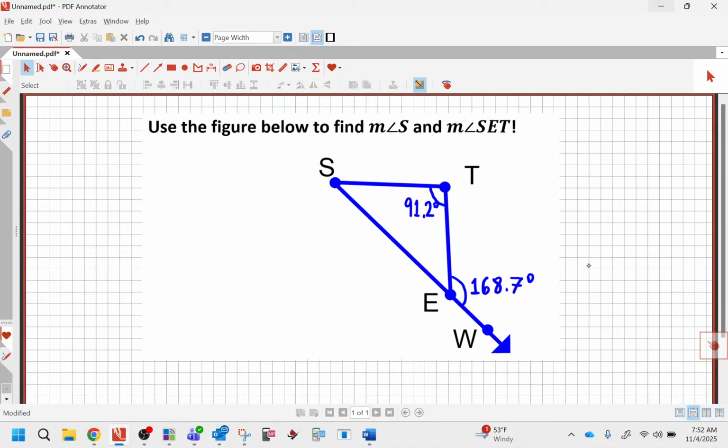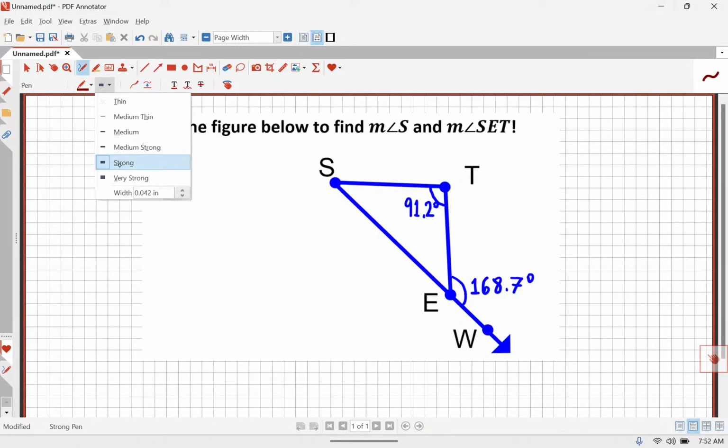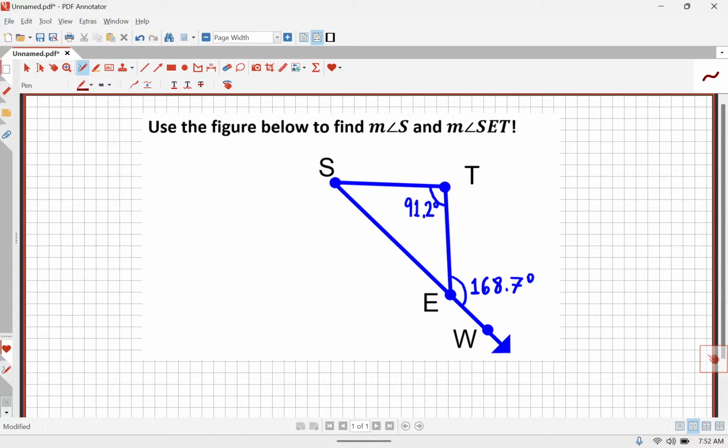Okay. I think there's a good chance that the part of this that some of us find the most challenging is identifying which angle I'm talking about when I'm talking about angle S and angle SET. So let's make sure we can do that part. Because if we can't do that part, it's going to be really difficult to make this happen.